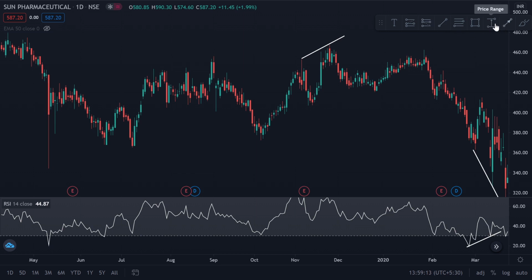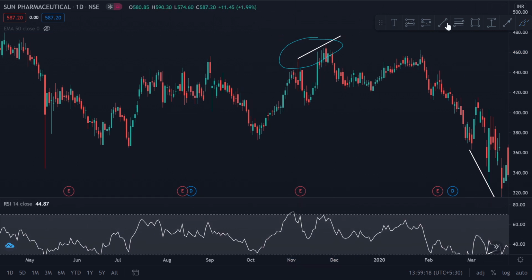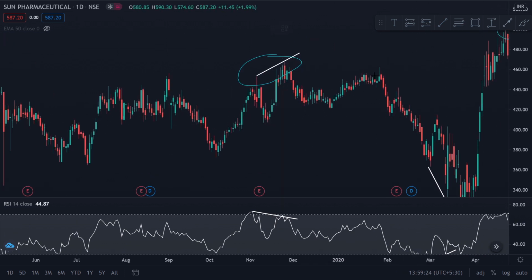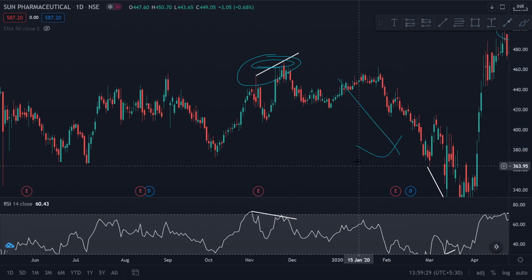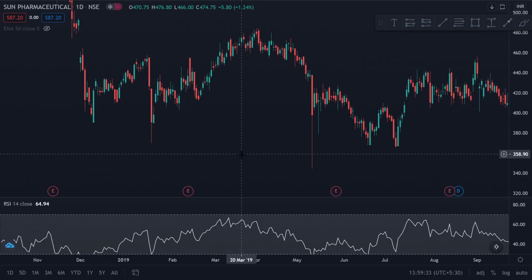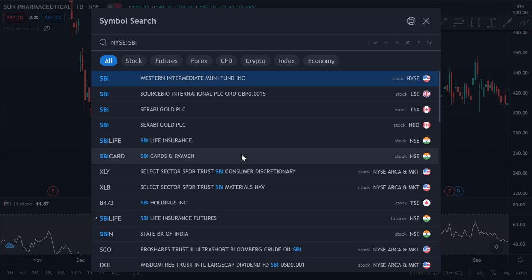Again another example. Clear higher highs and higher lows. Now if I come here, this is the divergence I spot, and then you can see after that this failed to break the previous high and then fell all the way down. Right, now the last chart for today, let me show you SBI.